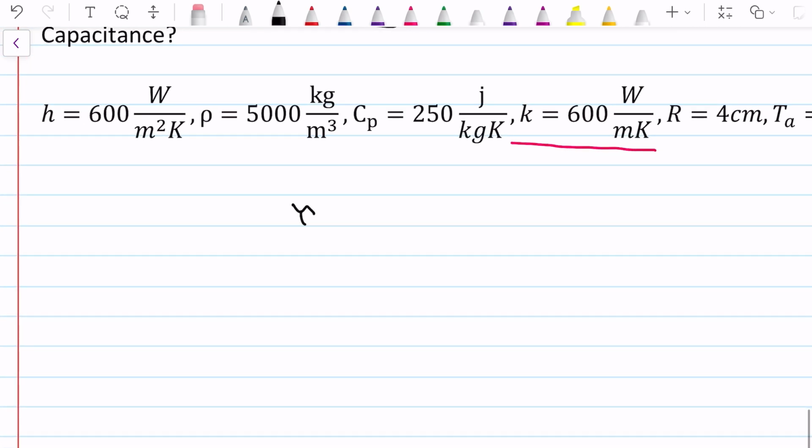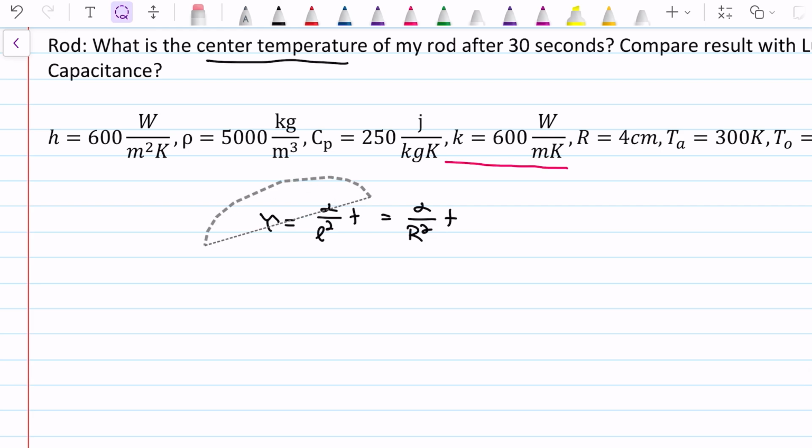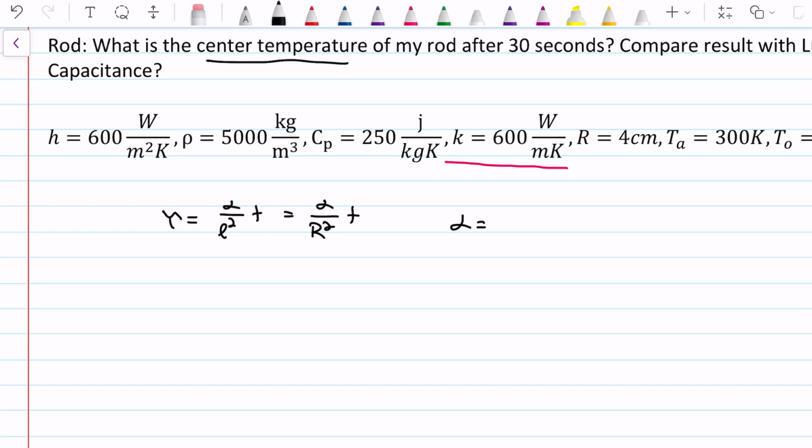We know tau, the Fourier number, is alpha over characteristic length squared times time, which we will call characteristic length the radius. Let's go ahead and solve alpha first. Alpha is the thermal conductivity over the density times the specific heat. All those values can be looked up if they're not given to you in a problem. For a known material, those can generally be found online or in reference materials.